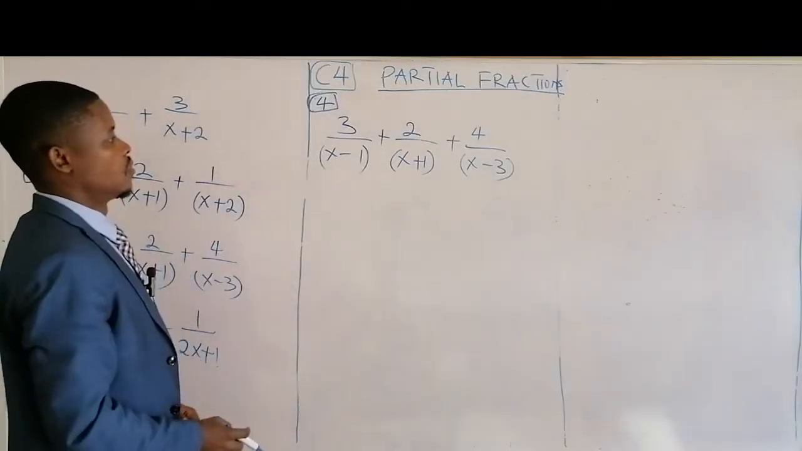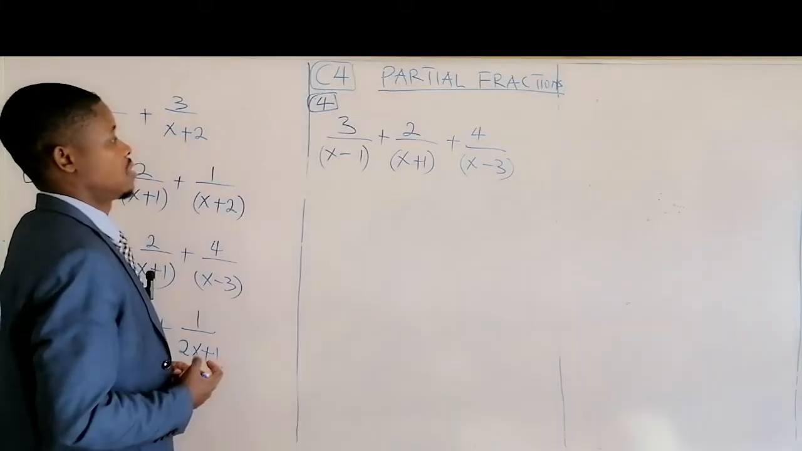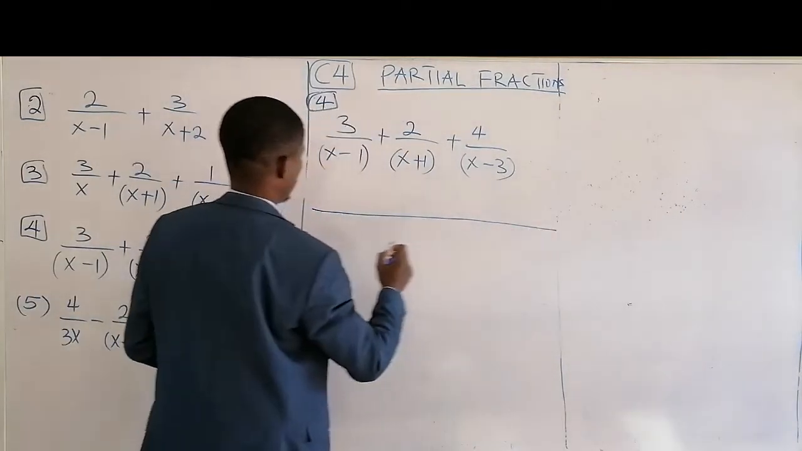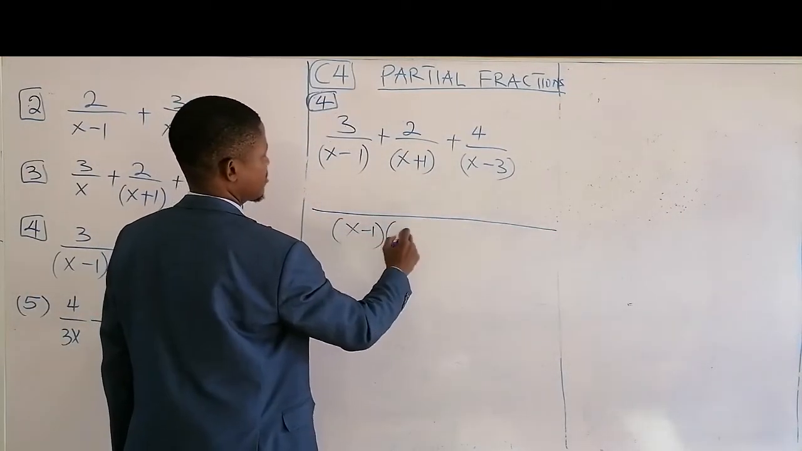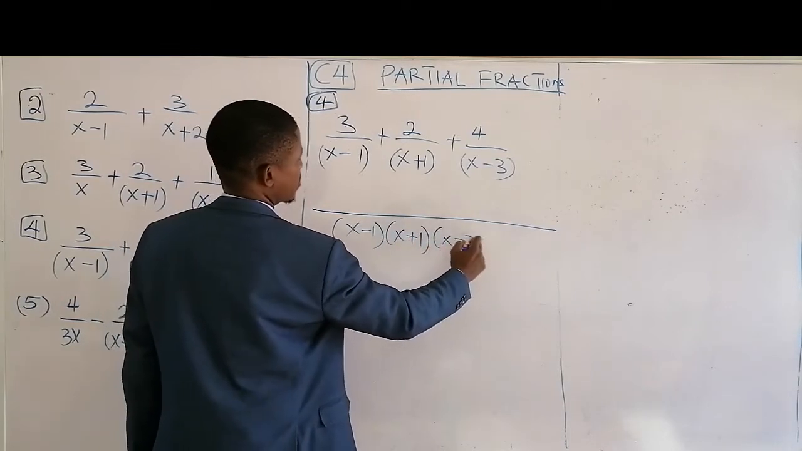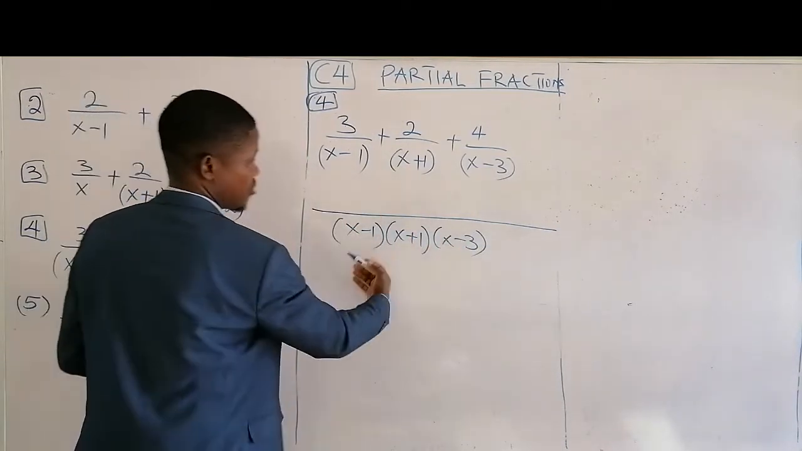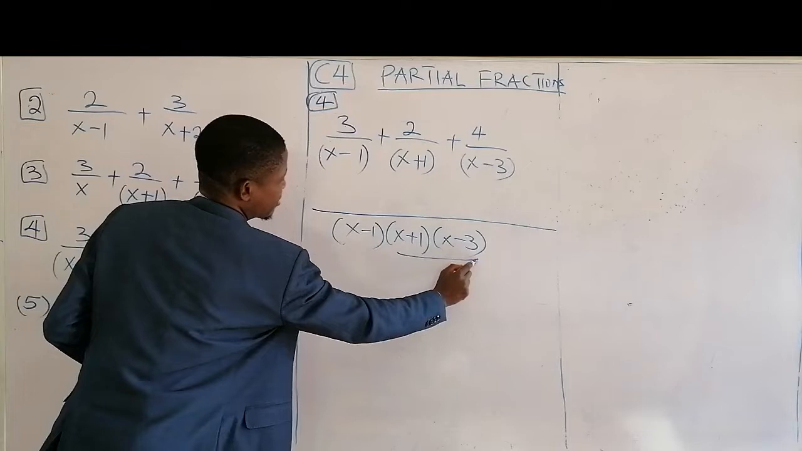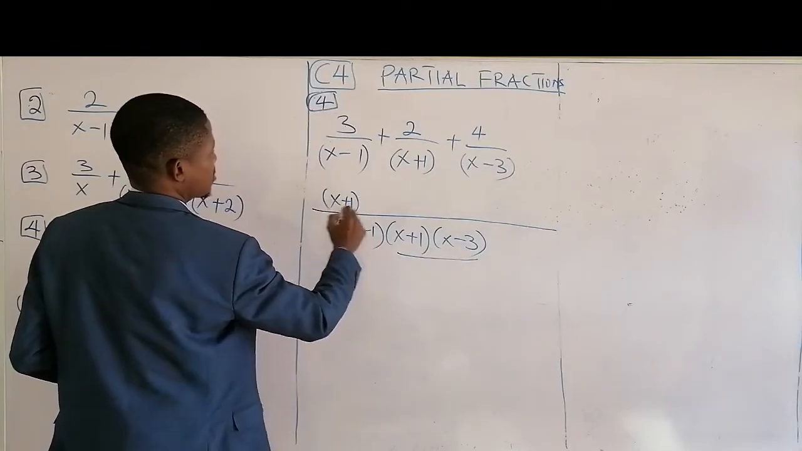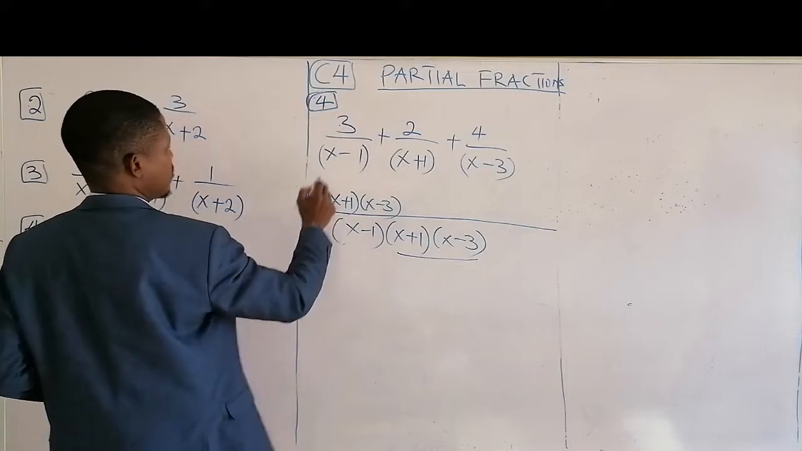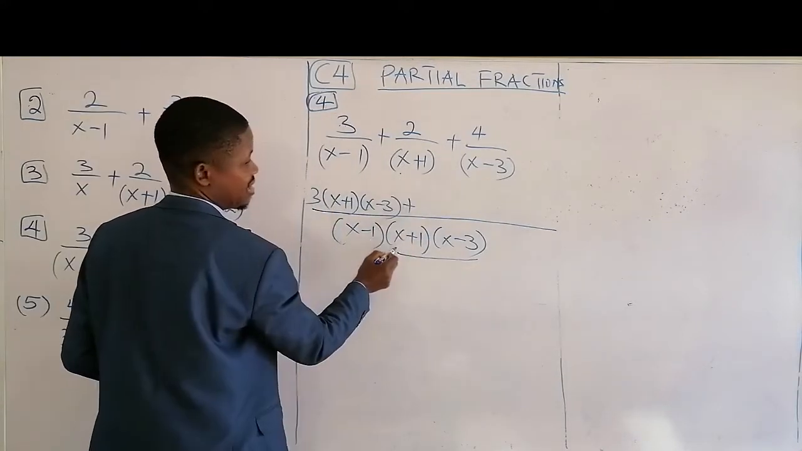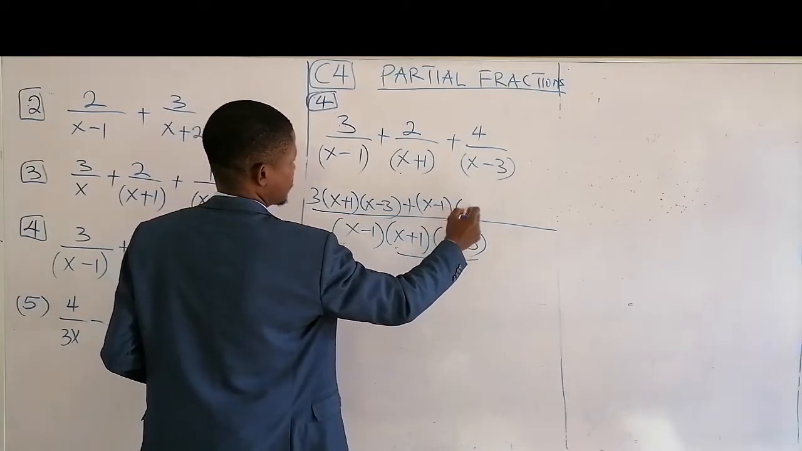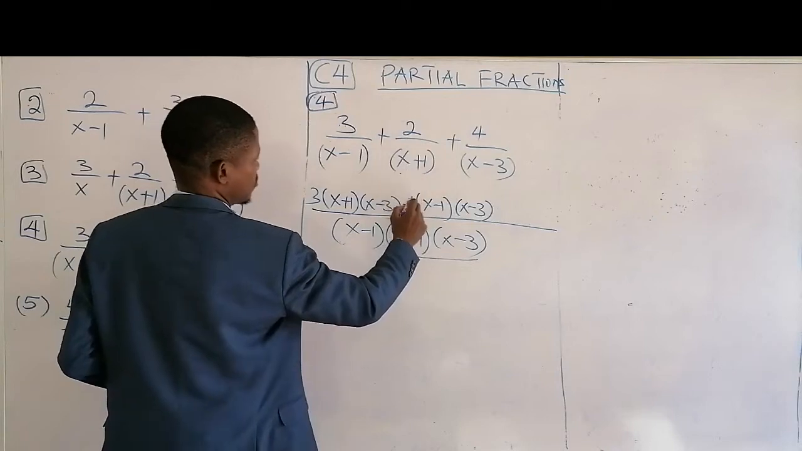Question 4. We have this, and we're told to express it as a single fraction. So the LCM will be x minus 1, x plus 1, and then x minus 3. Once they're not the same, you take all of them. This one is here, so it cancels, so it remains this. So that will be x plus 1, x minus 3 times the numerator, plus x plus 1 is here also, so it cancels out. So it remains x minus 1 and then x minus 3 times the numerator 2.